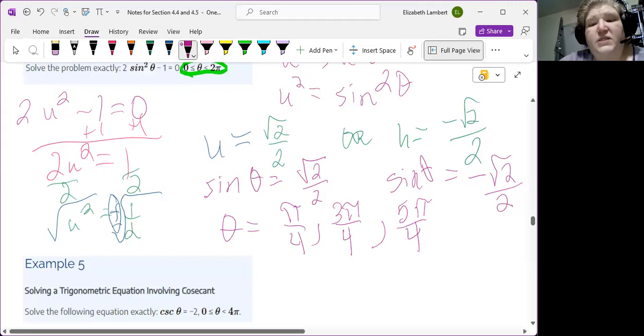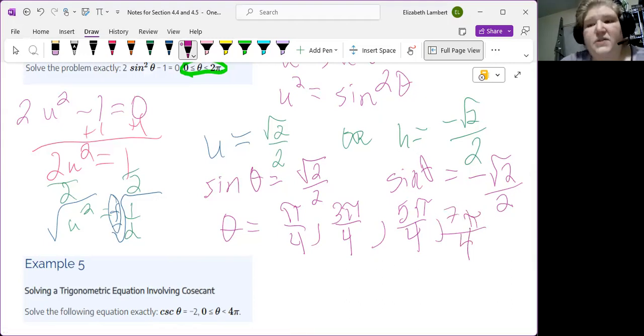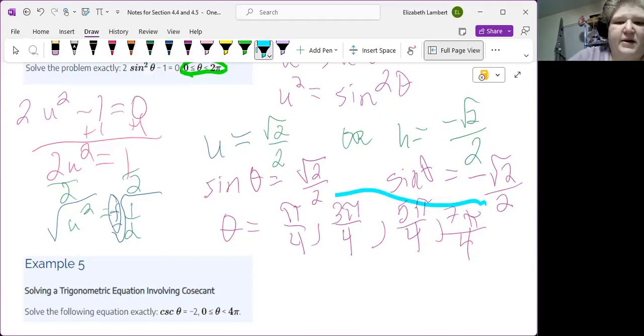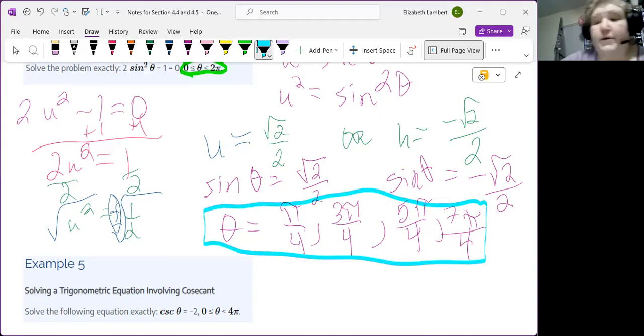6 pi over 4 reduces, so 7 pi over 4 is our last one. And 8 pi over 4 would be 2 pi, so that's the end of the circle. So that right there is the answer we type into WebWork, in radians, because they told us between 0 and 2 pi, not between 0 and 360.